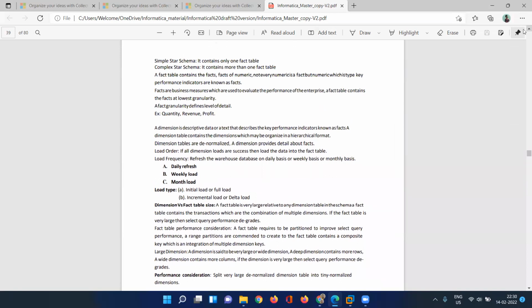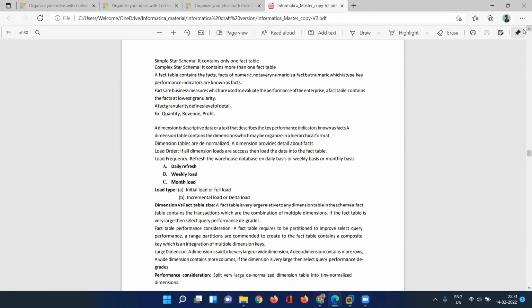While loading the data into the fact table from your dimension tables, it may be a daily load, weekly load, or monthly load, whatever it may be. Technically we call the first time we load the data the initial load or full load. Daily, yesterday's data we load today, today's data we load tomorrow. This is called delta or incremental data, the delta load or incremental load.